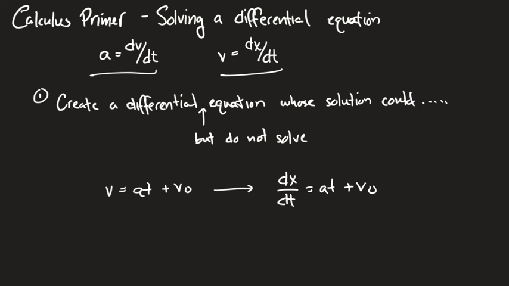This is the least likely example of what you'll have to do. The most likely example is you'll start from Newton's law, where you'll have to substitute in for a in Newton's law, dv dt.